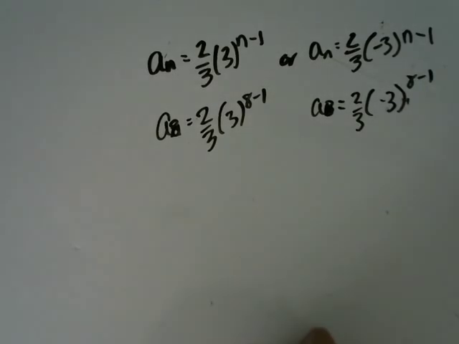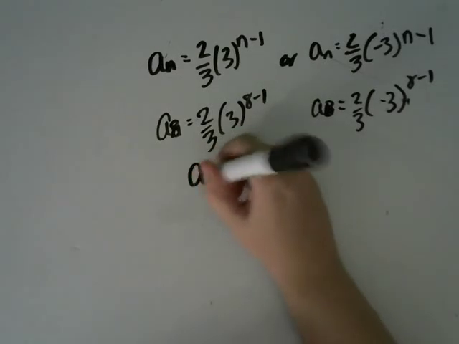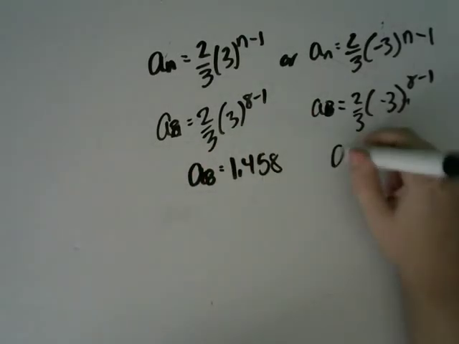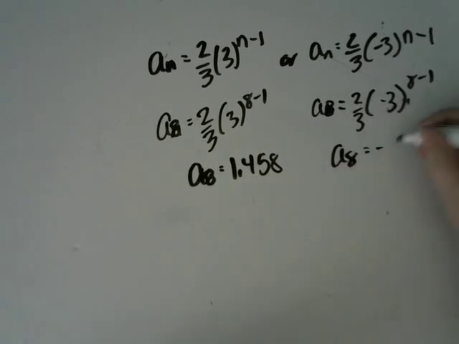So, using a calculator, this is a8 equals 1,458, and this is a8 equals negative 1,458. And that's the answer for example 3.